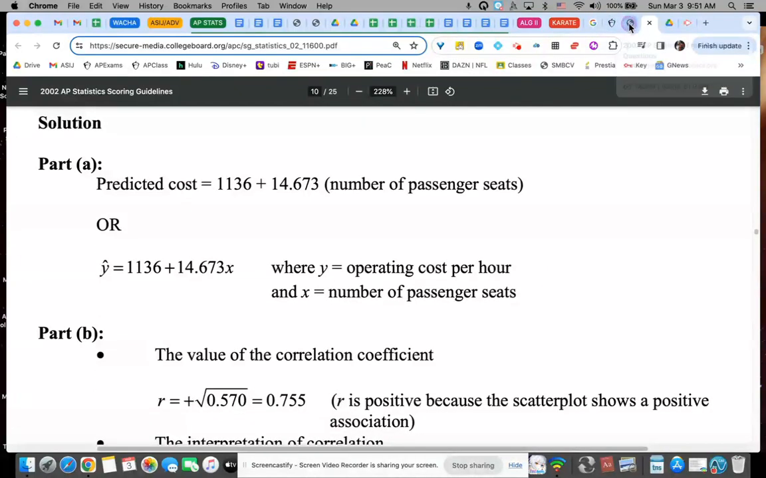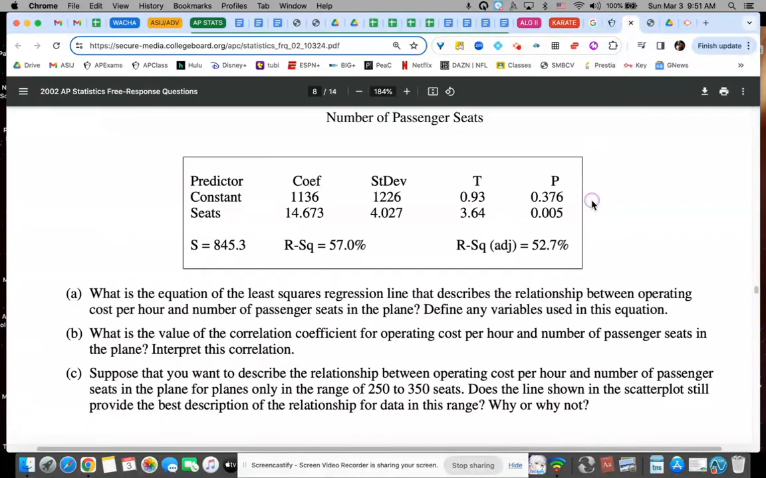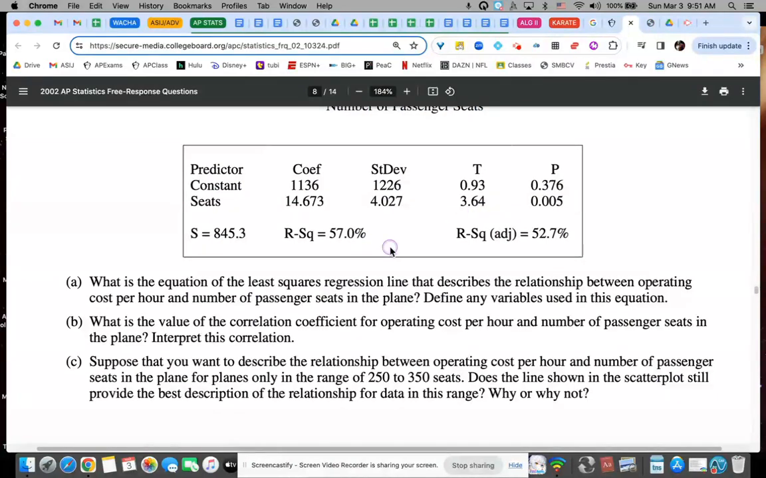Okay, let's go to part B. Let's read it first. What is the value of the correlation coefficient? Well, they give us r squared. Again, don't use r squared adjusted. That's for multiple regression, which we are not doing. So look at the r squared. That's your coefficient of determination. We can take the square root of that to get r.